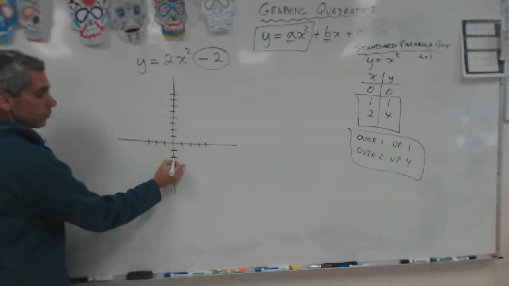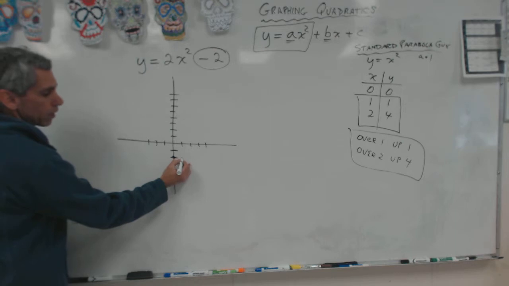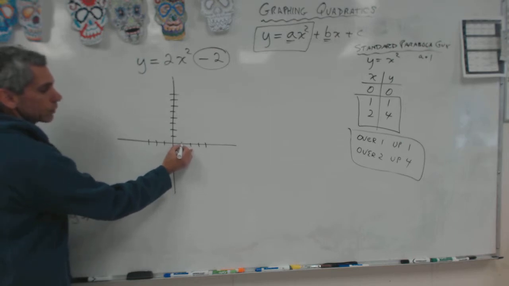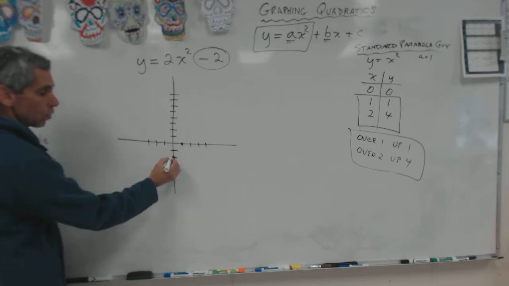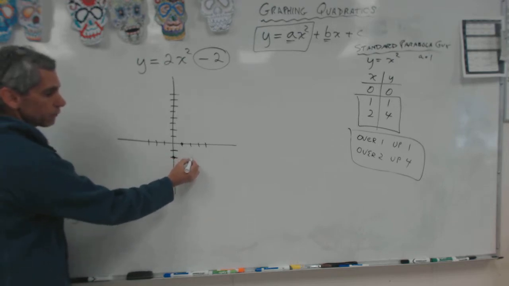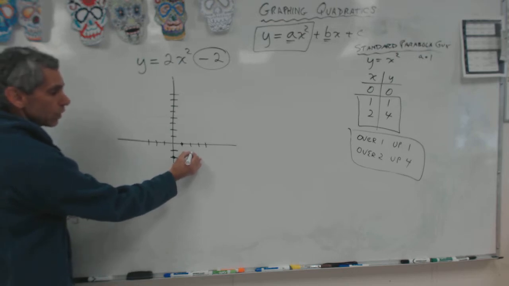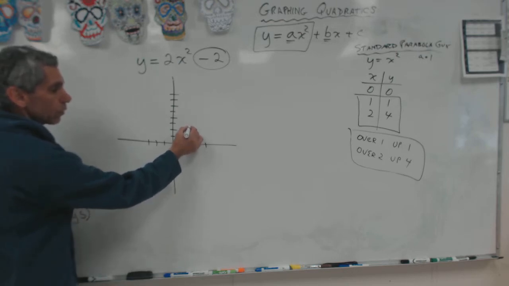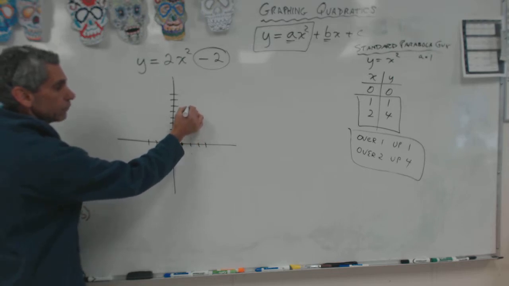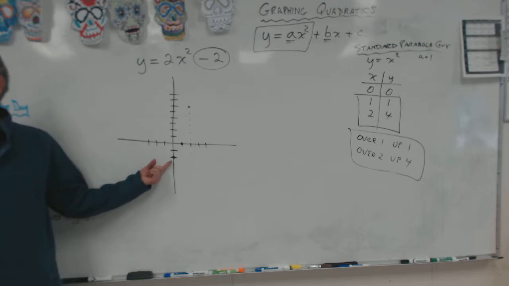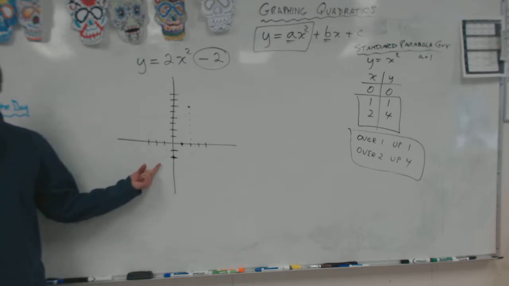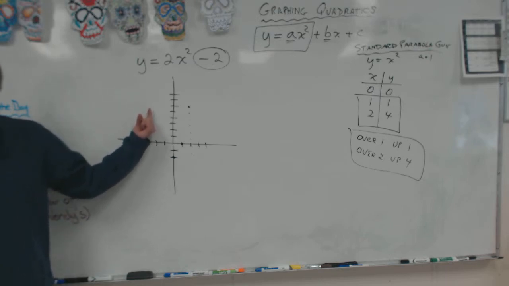From this dot, I can go over 1, up 1, and then up 1 more time, twice. Put a dot, right? Over 2, up 4 times 2, which is 8, or 4 twice. 1, 2, 3, 4, 1, 2, 3, 4, put a dot. All right? Now I could do the same thing on the left side. Over 1, up 1 twice. Over 2, up 4 twice, right?